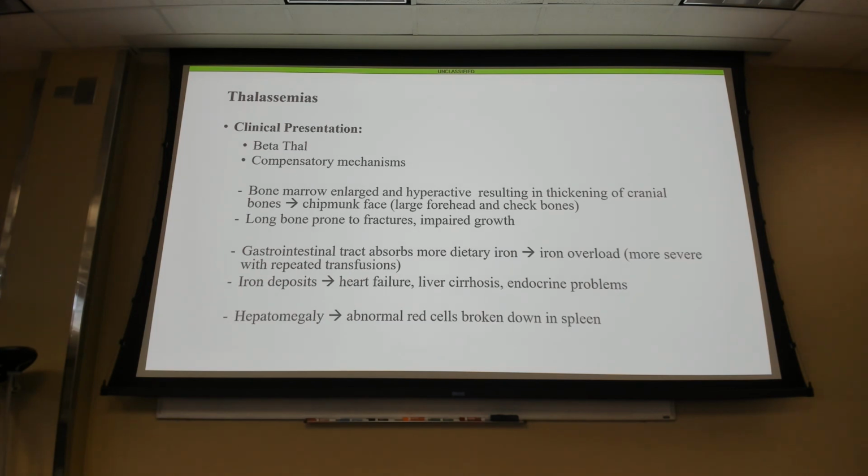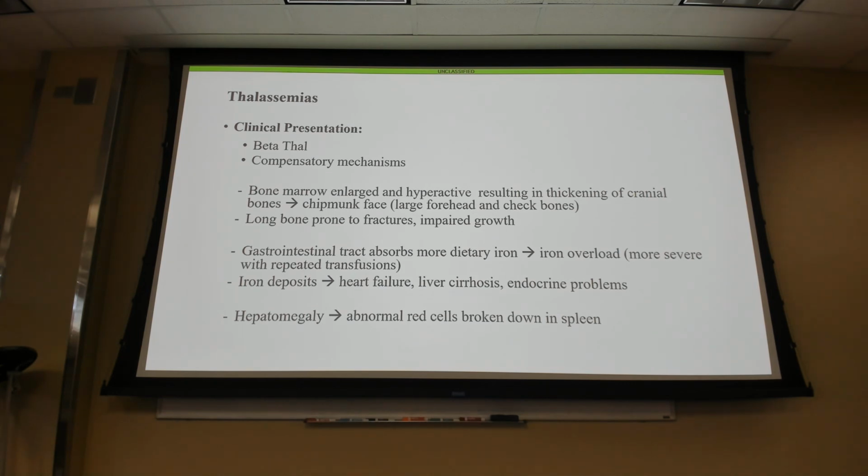Beta thal. So this chipmunk facies, right? So we talk about secondary. So sometimes the bone marrow in the skull can kick in. Sometimes other areas, the bone marrow will try to work hard to expand, and you get these abnormalities that you get with beta thal. That chipmunk face. Right? Again, long bone fractures, impaired growth.